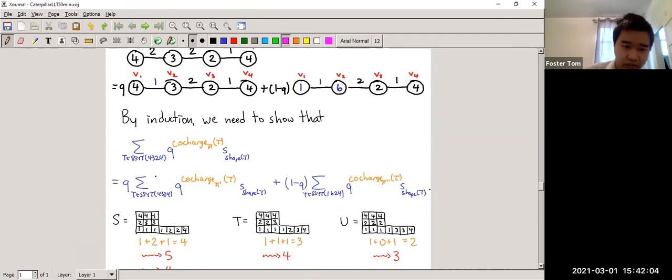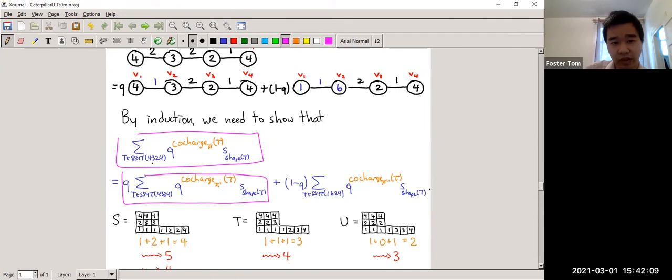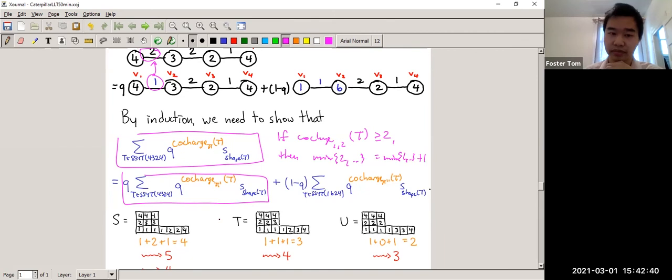And then I sort of ask myself, how much does this correspond to this? You see, if I compare these two graphs, I've changed this 1 to a 2. And it means that instead of taking the minimum between 1 and something, I'm taking the minimum between 2 and something, which means that if cocharge sub 1,2 is at least 2, then when I take the minimum between 2 and that, it is indeed 1 more than the minimum between 1 and that number. So increasing the cocharge by 1 is exactly what I want to do in this case.